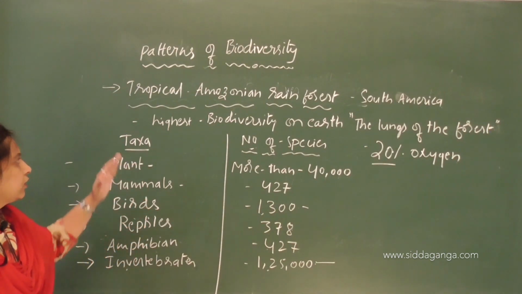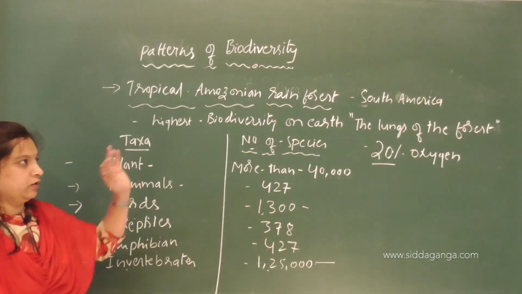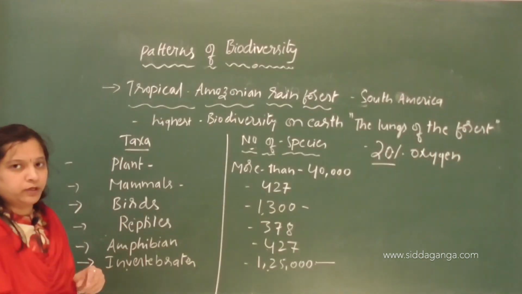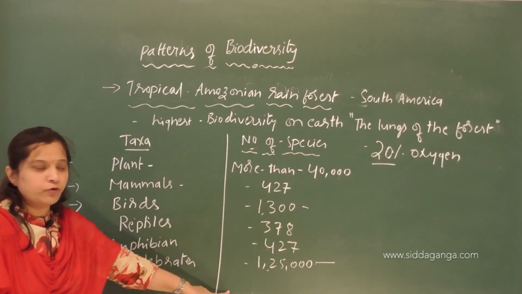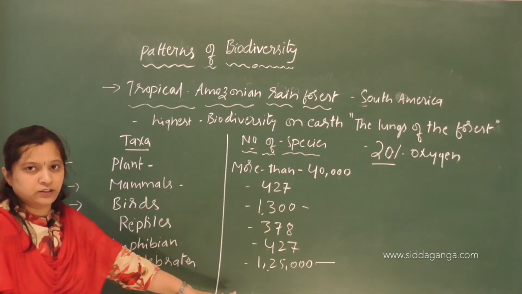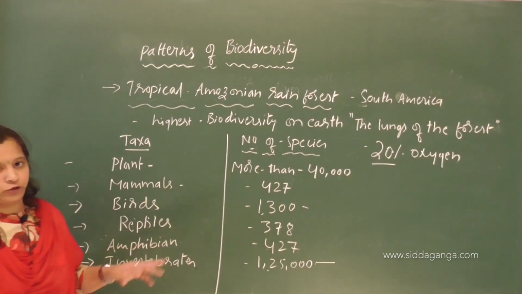Okay, so this is the biodiversity of the tropical Amazon rainforest, which is located in South America. All these numbers are very important from the exam point of view. So please write down these numbers, copy them and go through them.